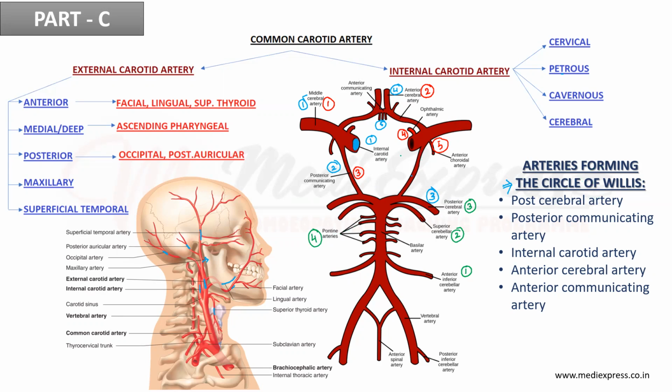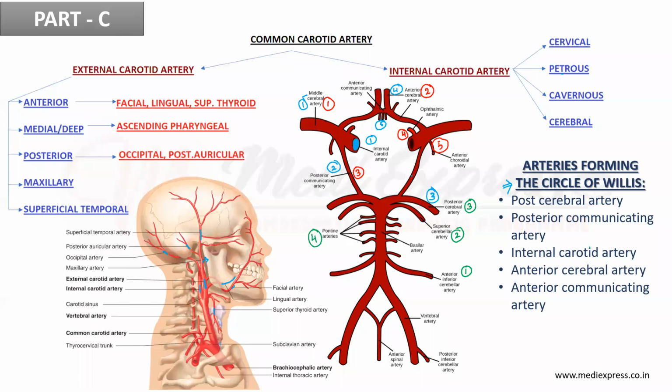So which are the branches of the internal carotid artery which help in the formation of the circle of Willis? That is the middle cerebral artery, anterior cerebral artery, and the posterior communicating artery. And now which are the basilar branches that help? That is the anterior inferior cerebellar, superior cerebellar, and posterior cerebral artery. Okay, these are the things which help in the formation of the circle of Willis.